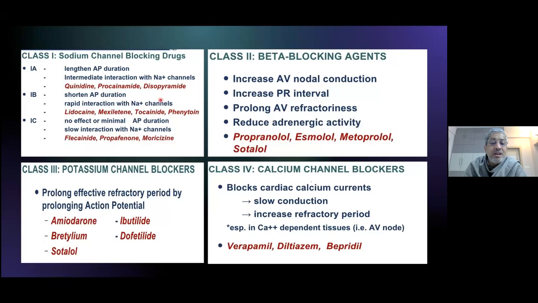Phenytoin and tocainide have never been used. And flecainide can be taken as a pill in the pocket. That means the patient gets atrial fibrillation, but structural heart disease is not there, obviously. That means they don't have heart failure, don't have an acute MI, or don't have severe LV systolic dysfunction.